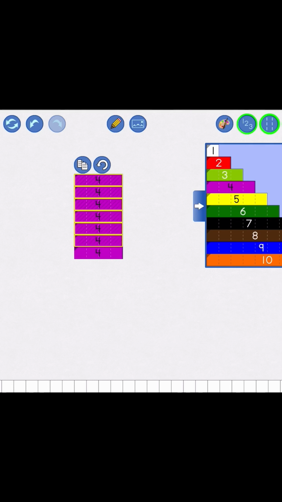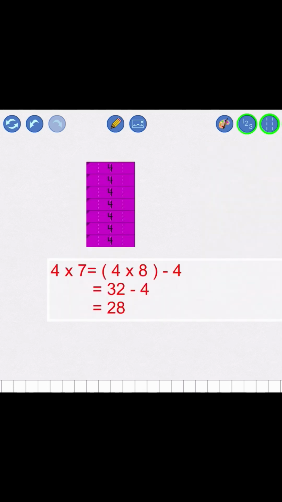And now there are 4. So 4 times 8 equals 32. 4 times 7 equals 32 minus 4, which is 28.